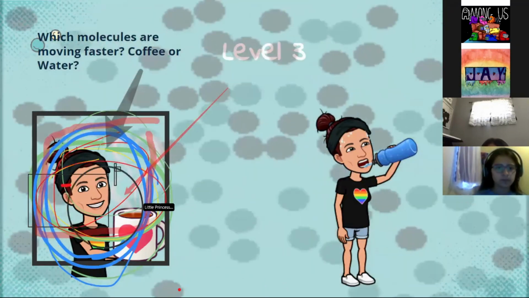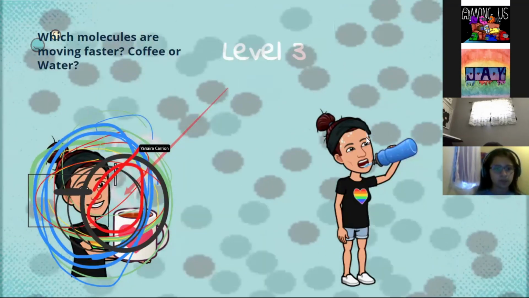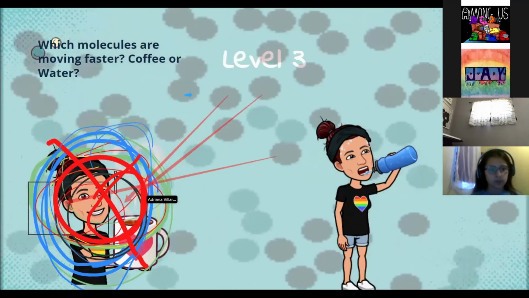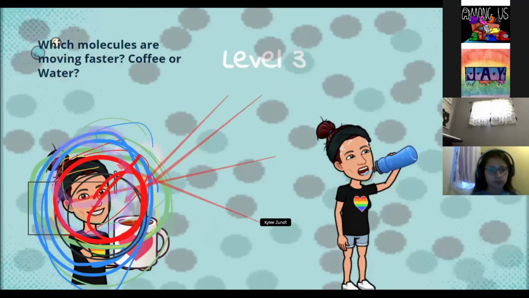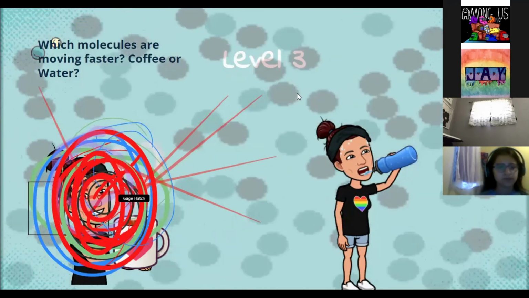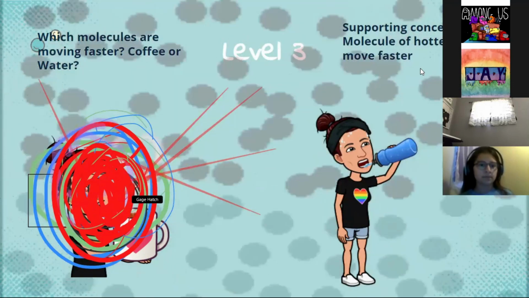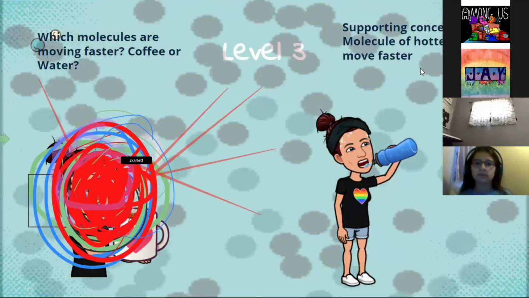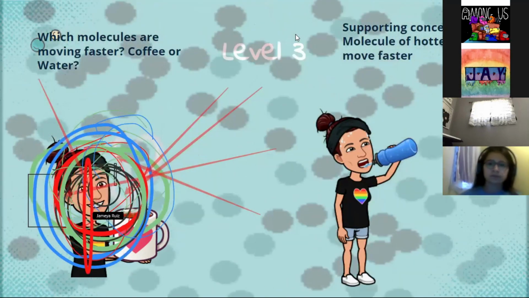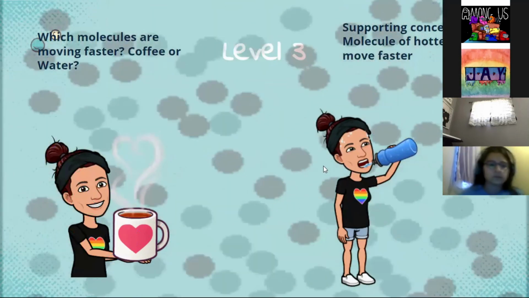Awesome. I appreciate you guys setting expectations this time. Awesome. 3, 2, 1. Yes, you guys are all understanding the supporting concept, which is that molecules of hotter objects move faster. Okay, that was a supporting concept we worked on all unit long. Very good job. Okay, I'm going to clear your annotations. No one else should be annotating. Awesome. Thank you.